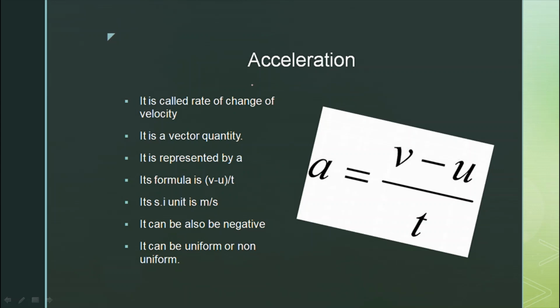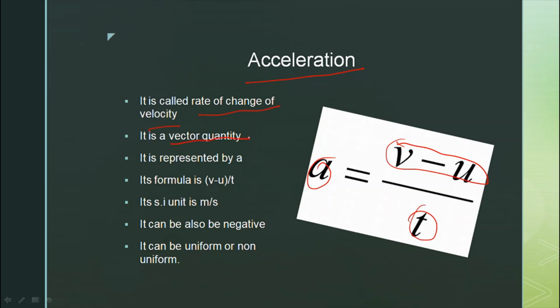Today we are going to discuss acceleration. It is called rate of change of velocity. This can be better understood by this formula. Change of velocity is v minus u. So acceleration will become rate of change of velocity, as we have divided it by t, and we will get acceleration. So let's move further.